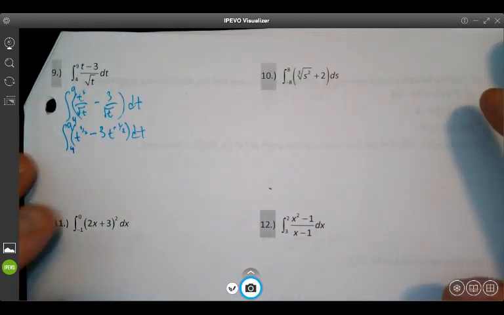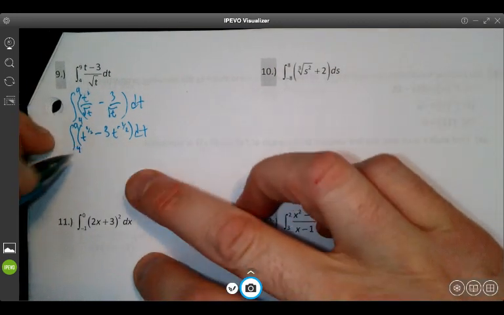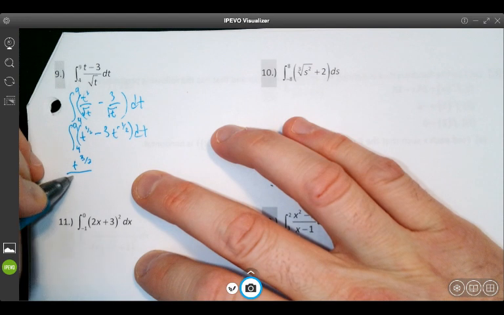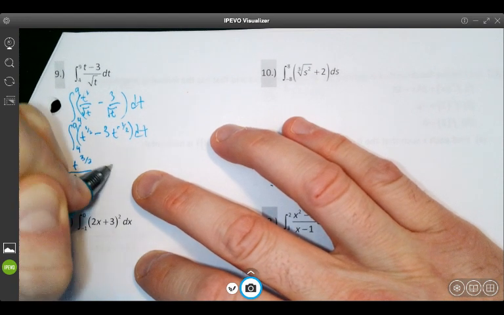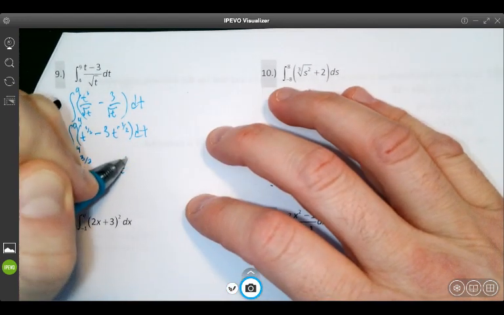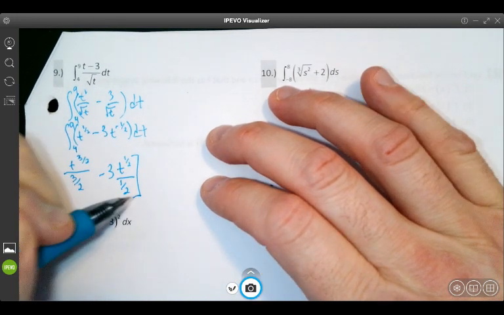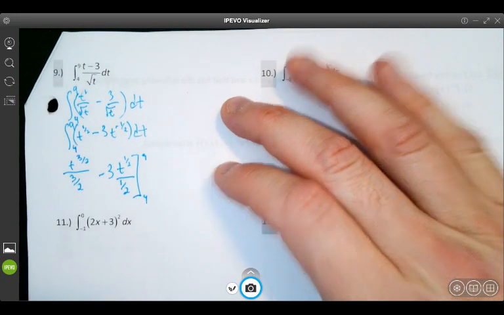So now I have t to the 1/2, so we're going to add 1 to the power. It becomes t to the 3/2 divided by 3/2, and then minus 3 times t to the 1/2 divided by 1/2. And then we're going to evaluate that from 4 to 9.